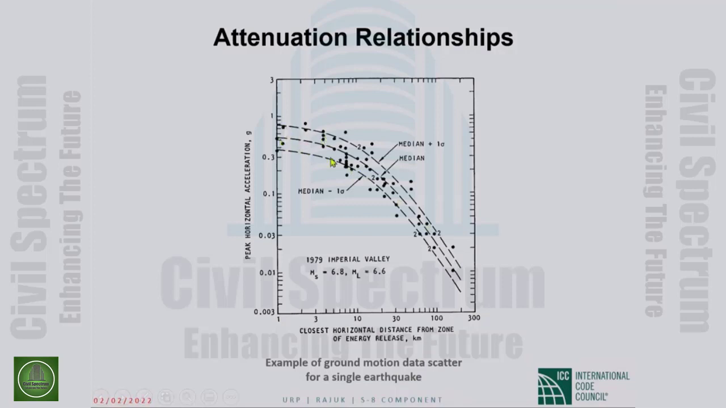The actual points are measured values in a particular earthquake. I don't remember if the earthquake is described here. 1917 Imperial Valley. This is an actual earthquake. Okay, surface magnitude 6.8, local magnitude 6.6. So in that earthquake, the measured accelerations at various stations at various distances from the source are shown by the black dots, and then the dotted lines are kind of curve fitting, and that gives you an idea as to how, in this case, the peak horizontal accelerations caused by the earthquake die away as we move away from the source.